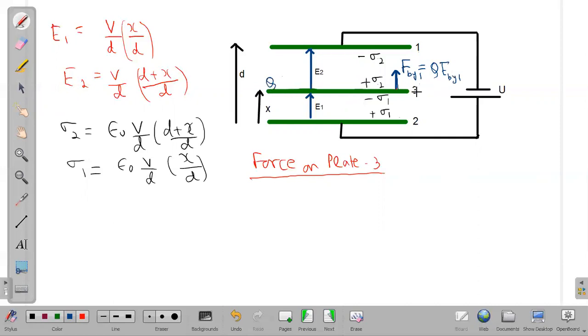So the total force on plate 3 by plate 1 will be the charge on plate number 3 multiplied by the electric field produced by plate number 1. The electric field produced by plate number 1 will be similar to that of an infinite surface, because plate number 1 has charge on one side only, and therefore it will act like an infinite sheet of charge, for which the electric field can be written as sigma 2 divided by 2 times epsilon 0.